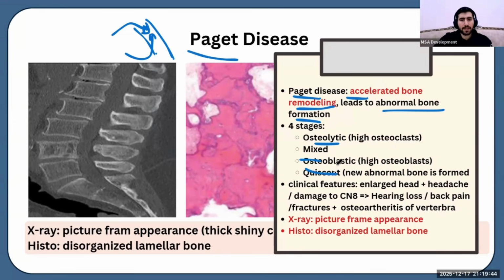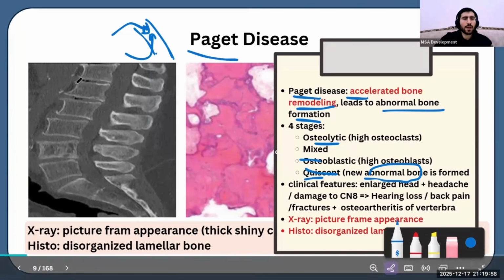Then we have osteoblastic, which is high osteoblast activity. And finally, we have quiescent, which is after finishing this remodeling, we have a formation of new abnormal bone. Okay, it has very abnormal shape and structure. So what are the features of that?